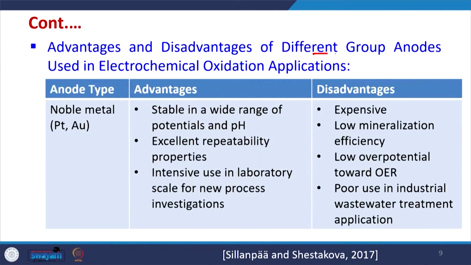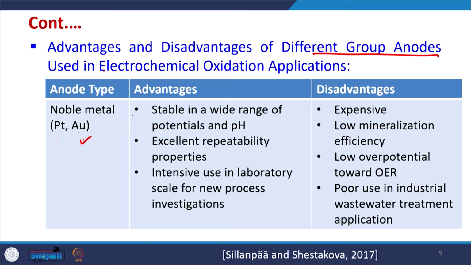Now, the advantages and disadvantages of different groups of anodes. Different anodes used in electrochemical oxidation applications are listed here, and some advantages and disadvantages have been clubbed together. It depends upon anode type, whether platinum or gold is used.